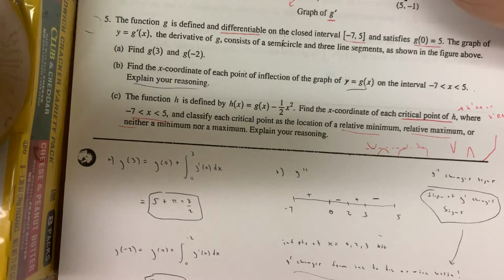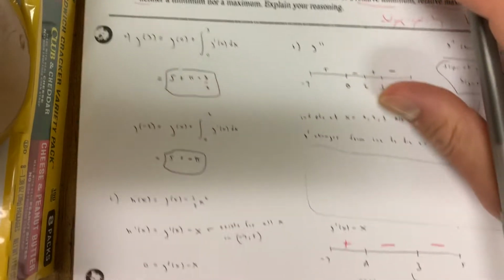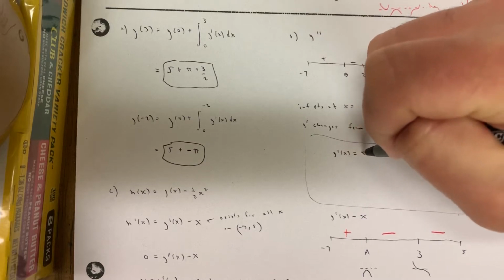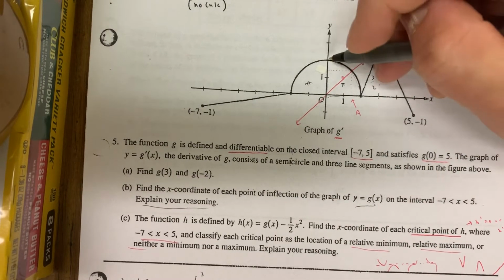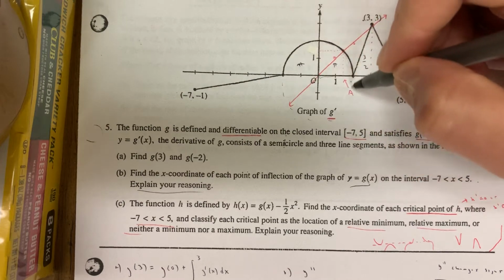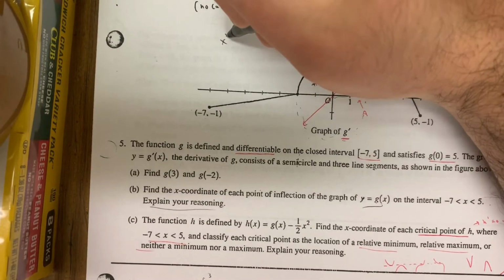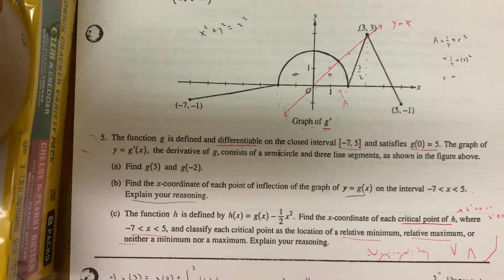But g prime of x looks like this on the interval, okay? And you actually need to come up with what the function is. If you want to know when g prime of x equals x, we need to know what g prime of x is equal to here. And it's not really the worst thing in the world. It's a circle, believe it or not. You could think about a circle with center at the origin, a radius of 2. That's x squared plus y squared equals 2 squared. So really x squared plus y squared equals 4.